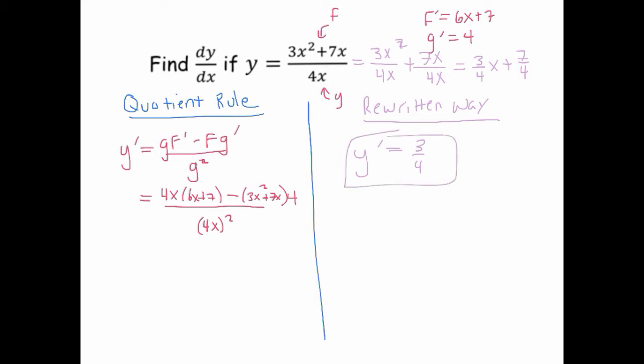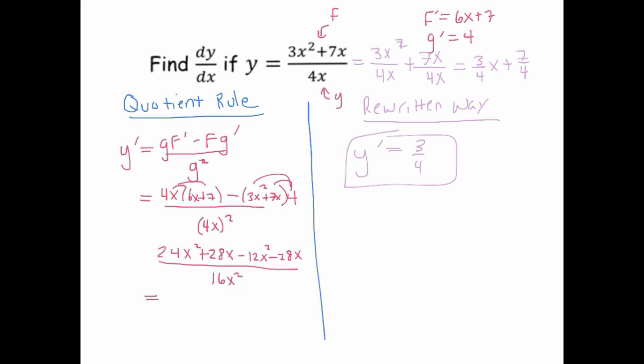So what does that mean? That actually means that this expression over here on the left must reduce to 3/4, but you can see that by rewriting how this function looked, it got us to the derivative much more quickly. But just to convince you that we got the same thing, I'm going to distribute that. That gives me 24x squared plus 28x. And this all becomes minus 12x squared minus 28x divided by, let's just multiply that out, 16x squared.